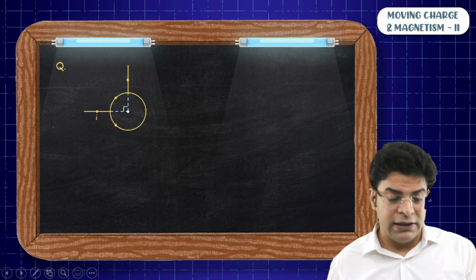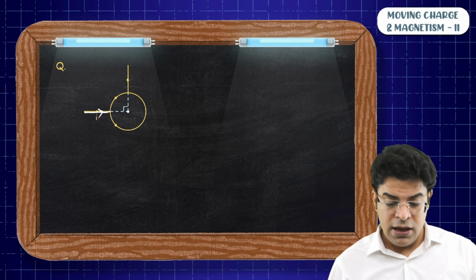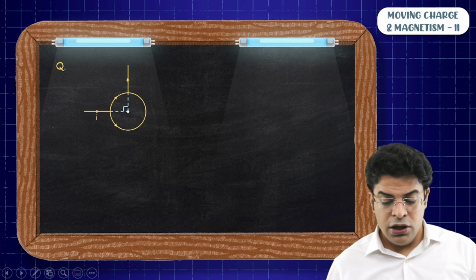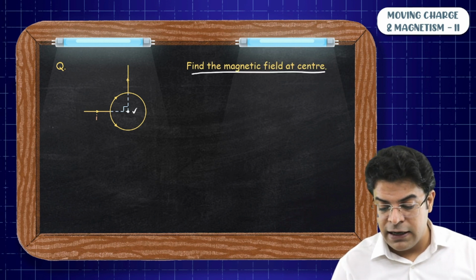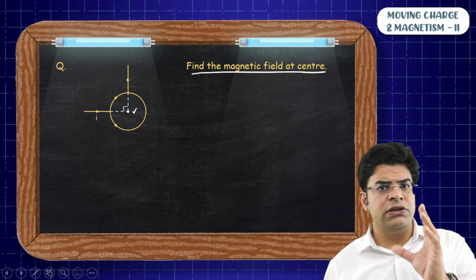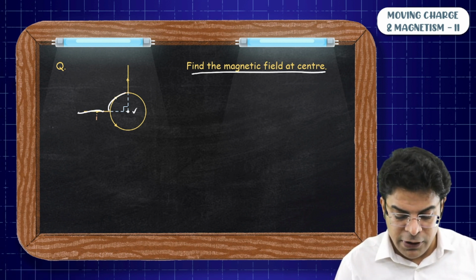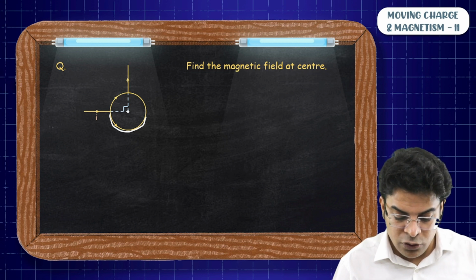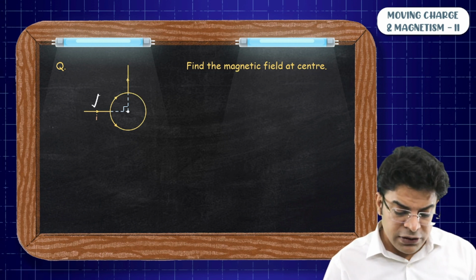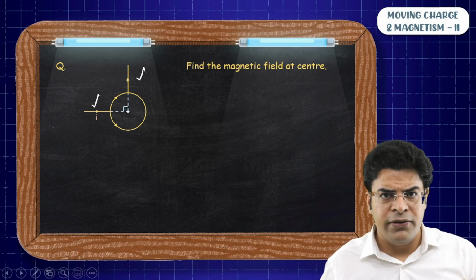Now here you can see that you have a circular loop, and in this circular loop current enters from here and the current exits from here. Your mission is to find the magnetic field at the center. Again, you can break down this circular loop with the two connecting wires into 4 parts. The first part, the second part, the third part and the fourth part. Due to these two parts, there will be no net magnetic field at the center, right?